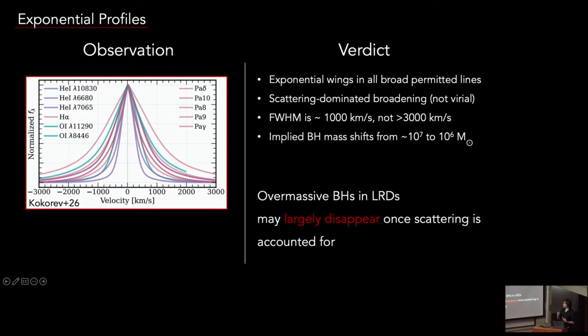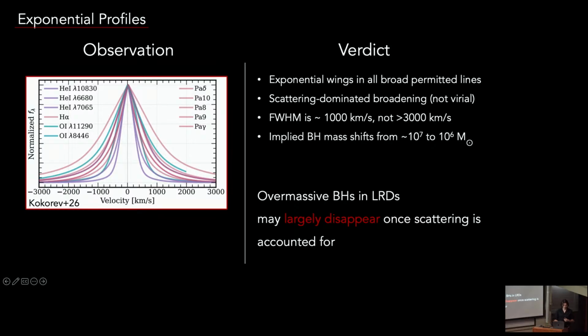The second thing is if we take these velocity widths and look at the intrinsic Gaussian core instead of the broadened observed profile, the velocities go down from around 3,000 to 1,000 kilometers per second. That changes the black hole mass by about a factor of 10, so it makes it a little more comfortable with regards to how overmassive these things are. And if exponential profiles are ubiquitous in all of the other LIDs, the tension we had with these overmassive black holes might largely disappear if the signal to noise is high enough in these data.